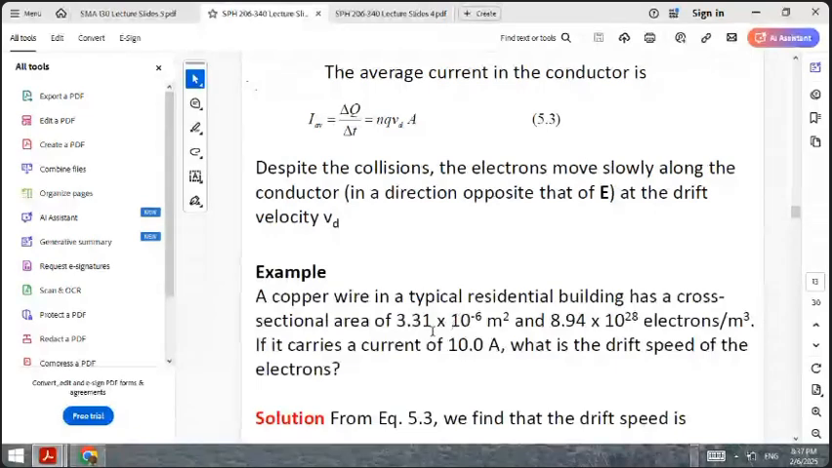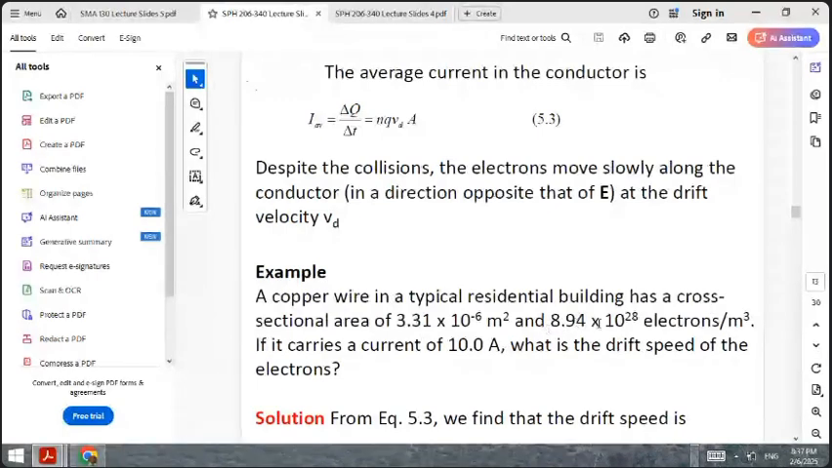A power cable in a typical residential building has a cross-sectional area of 3.31 times 10 raised to the power negative 6 meters squared and 8.94 times 10 raised to 28 electrons per meter cubed. If it carries a current of 10 amperes, what is the drift speed of the electrons?